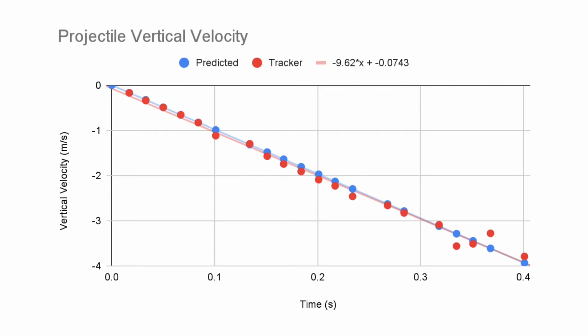There are some irregularities in the data that arise from maybe the camera shaking a little bit or other little issues like that. But the data is pretty close, and you can see from the equation of the fit line that the slope is negative 9.62, which isn't as close as the previous example, but is still well within the margin of error for an experiment like this.